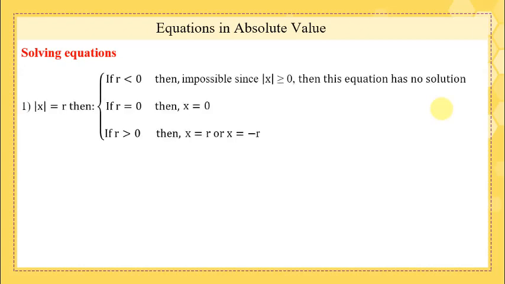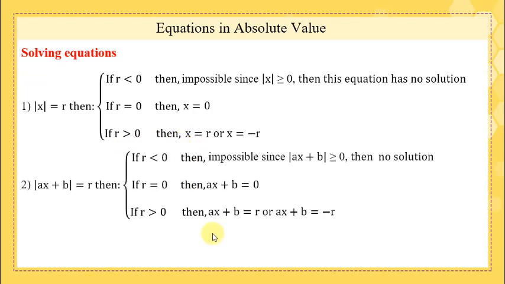Solving equations. Absolute value of x equals r. This equation can be solved according to the following cases. If r is less than 0, then there is no solution, because absolute value of x is always greater than or equal to 0. If r equals 0, then x equals 0. If r is greater than 0, this equation has two solutions, x equals r or x equals minus r. Also, we can apply these three cases if we have a binomial inside the absolute value.